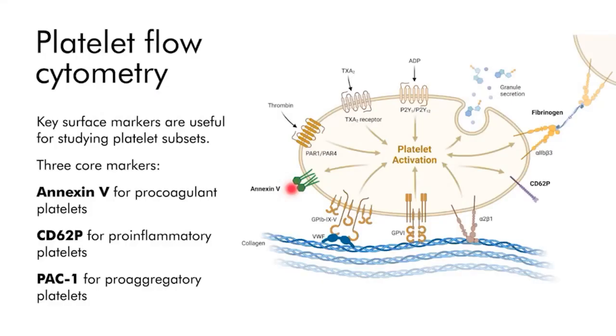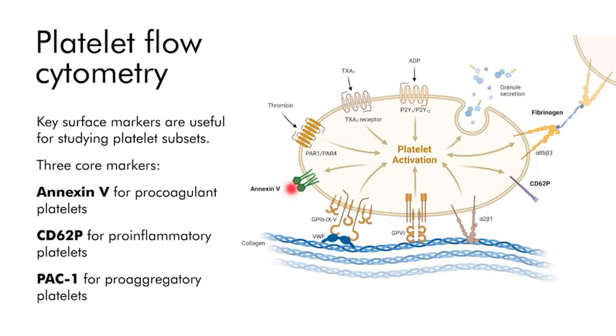So flow cytometry is advantageous for platelet studies because it allows platelets to be studied in whole blood, which is the most physiological system. Ideally, we want to avoid isolating platelets from whole blood because it can introduce artifacts and affect platelet function and reactivity. Historically, assays use 2 to 3 core markers listed here to distinguish resting from activated platelets.